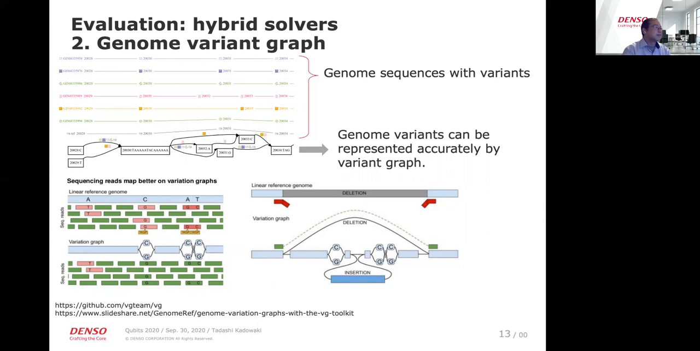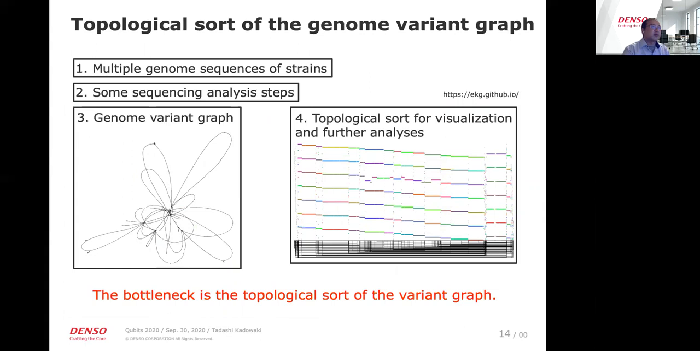The problem we tried is a topological sort of the genome variant graph. This is a typical process of multiple genome analysis. The actual genome variant graph is complicated, but a genome is a sequence, so we want to arrange it in one dimension. This is topological sort. Topological sort can be used for visualization and further sequence analysis.